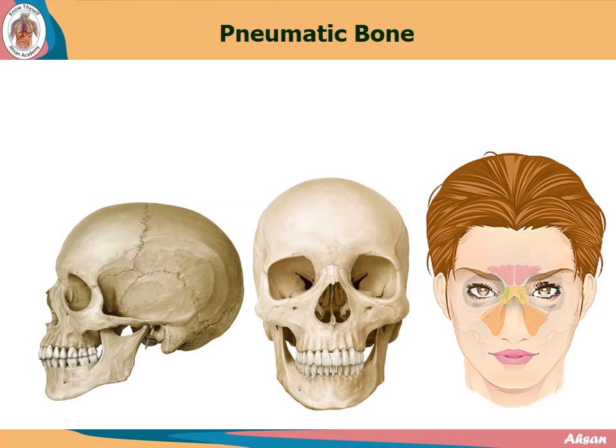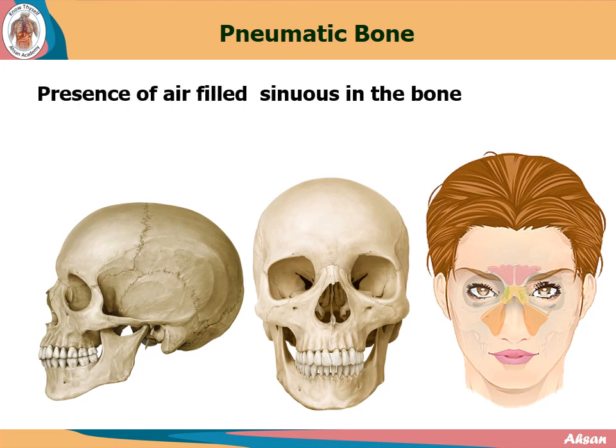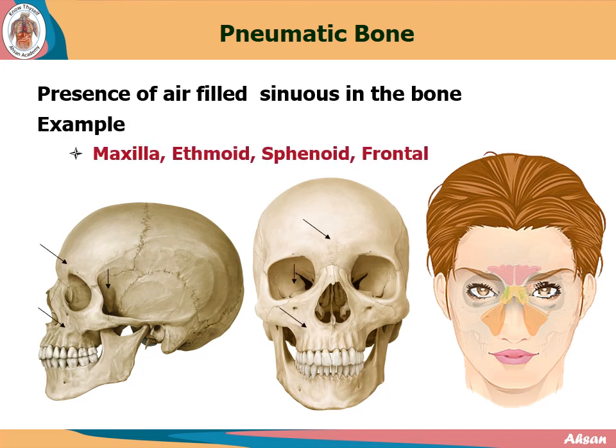The pneumatic bones are the bones that have air-filled sinuses. They are situated around the nasal cavity and oral cavity. As examples, you can mention the frontal bone, maxilla, sphenoidal bone, and ethmoid.